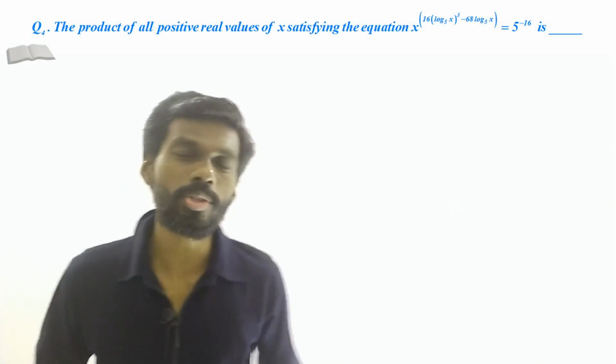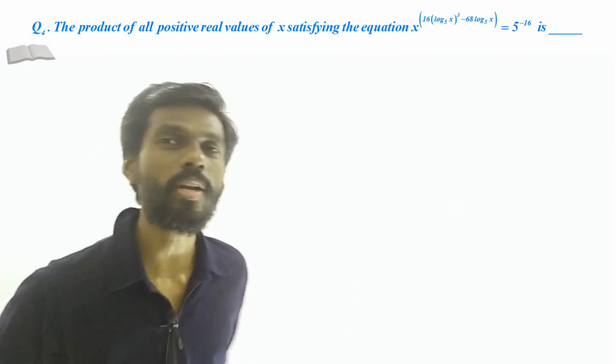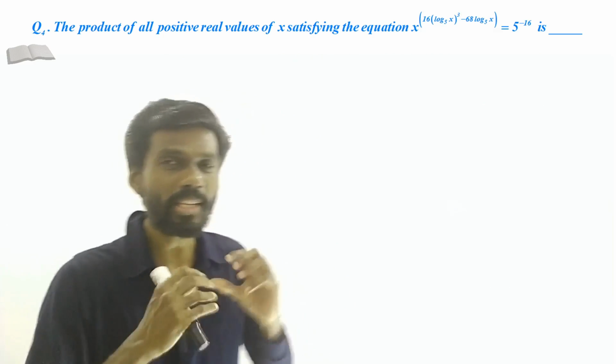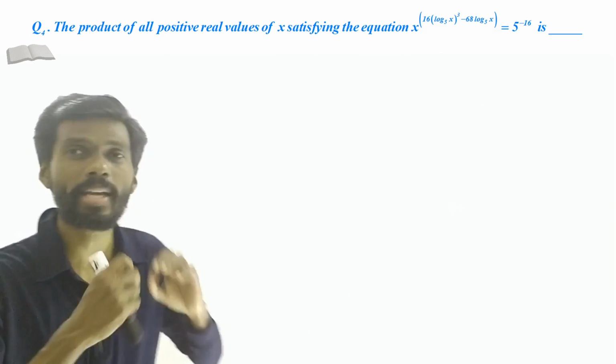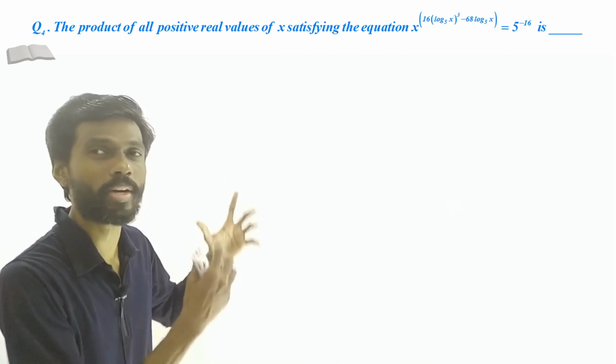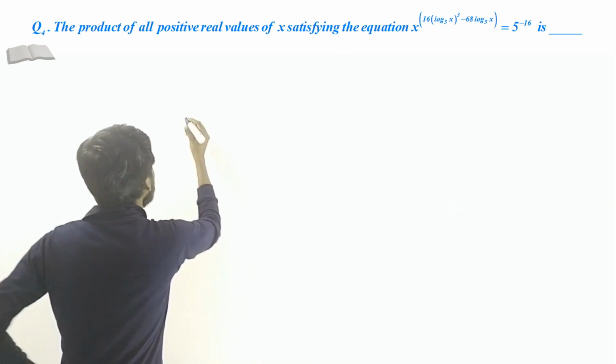Here we have to find the solution of some equation which contains some log x and all. So let us simplify this equation first. X to the power something equals 5 to the power minus 16. First of all, we will remove this exponent, right? X to the power something. So this is what is given.